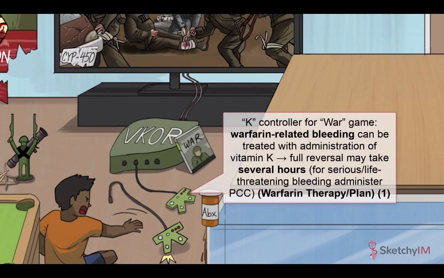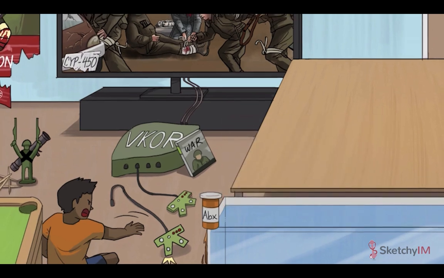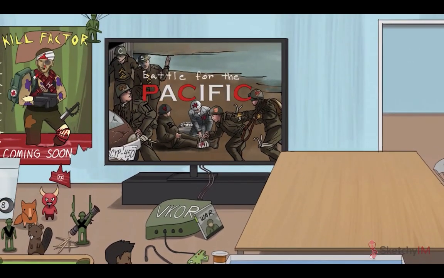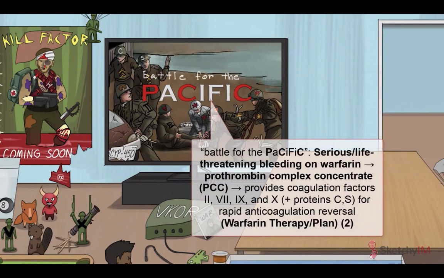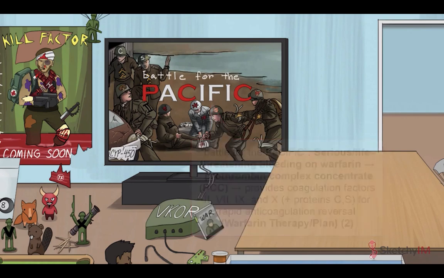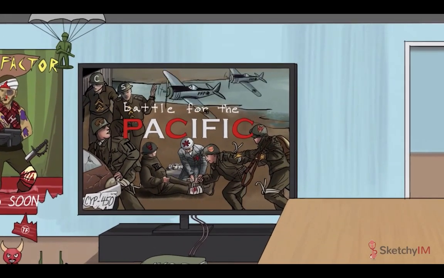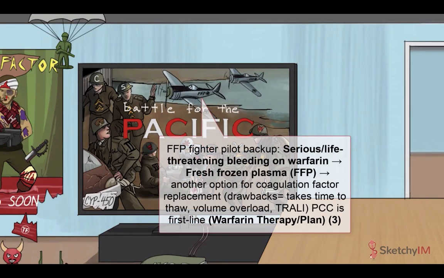However, full reversal may take several hours as it's dependent upon synthesis of new clotting factors. So, for serious life threatening bleeding, a prothrombin complex concentrate, or PCC, is the recommended agent for rapid reversal of drug effect. This blood product derivative contains therapeutic levels of factor 2, 7, 9, and 10, along with protein C and S. Hey, what do you know? All the vitamin K dependent coagulation factors affected by warfarin, symbolized by the characters on the screen in front of you. FFP, symbolized by these FFP fighter pilots, is another option for coagulation factor replacement.